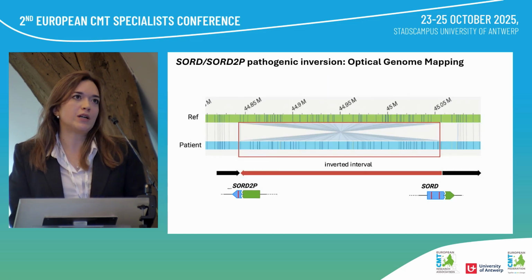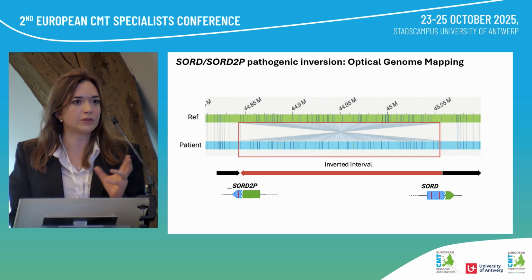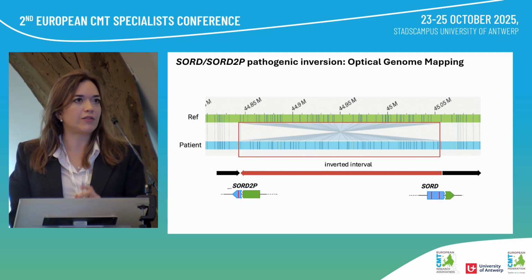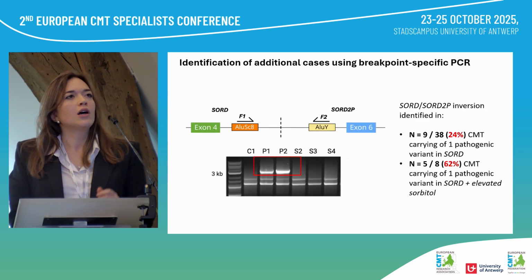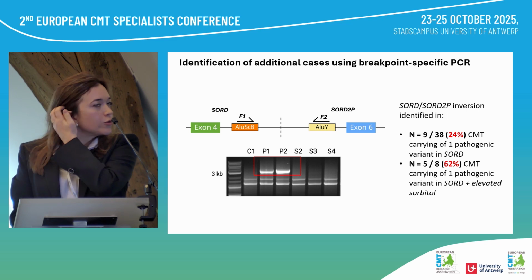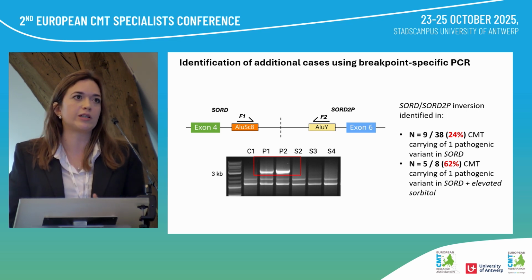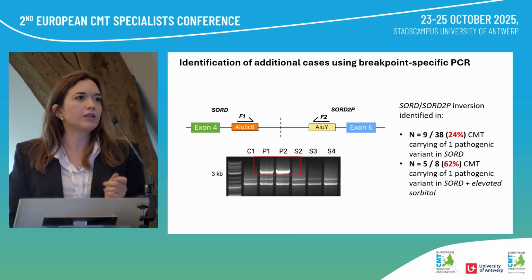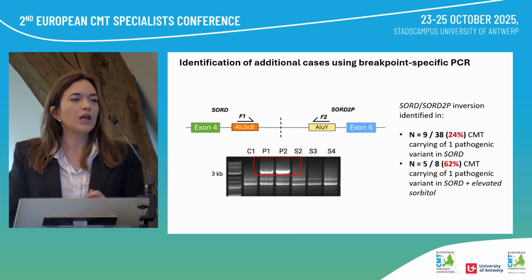We confirmed the presence of the inversion with optical genome mapping, which is highly suitable for these large structural variants. Here you can see the inverted interval very clearly, and the breakpoints coincide with those detected with long-read. Using a PCR method with breakpoint-specific primers, we screened for additional CMT cases. And here you can see an example of the 3 kilobase product that is absent in control.